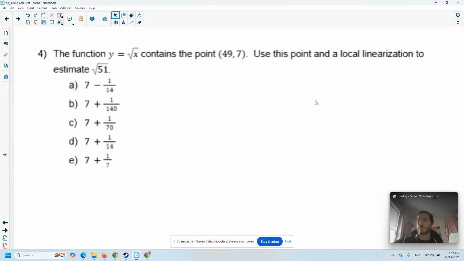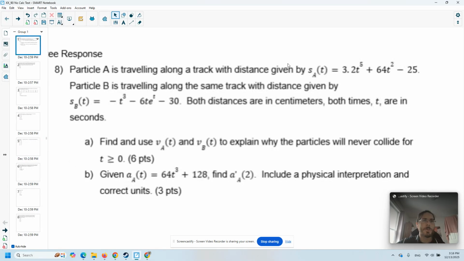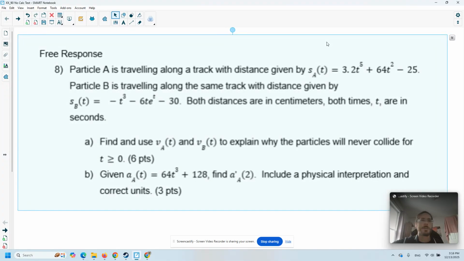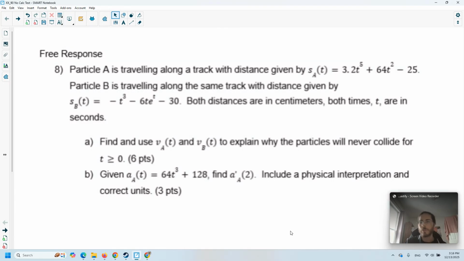All right, so this is not where I want to be because this is question 4. But this is test 4. So I want to start off with the free response question. So let's see what we got.